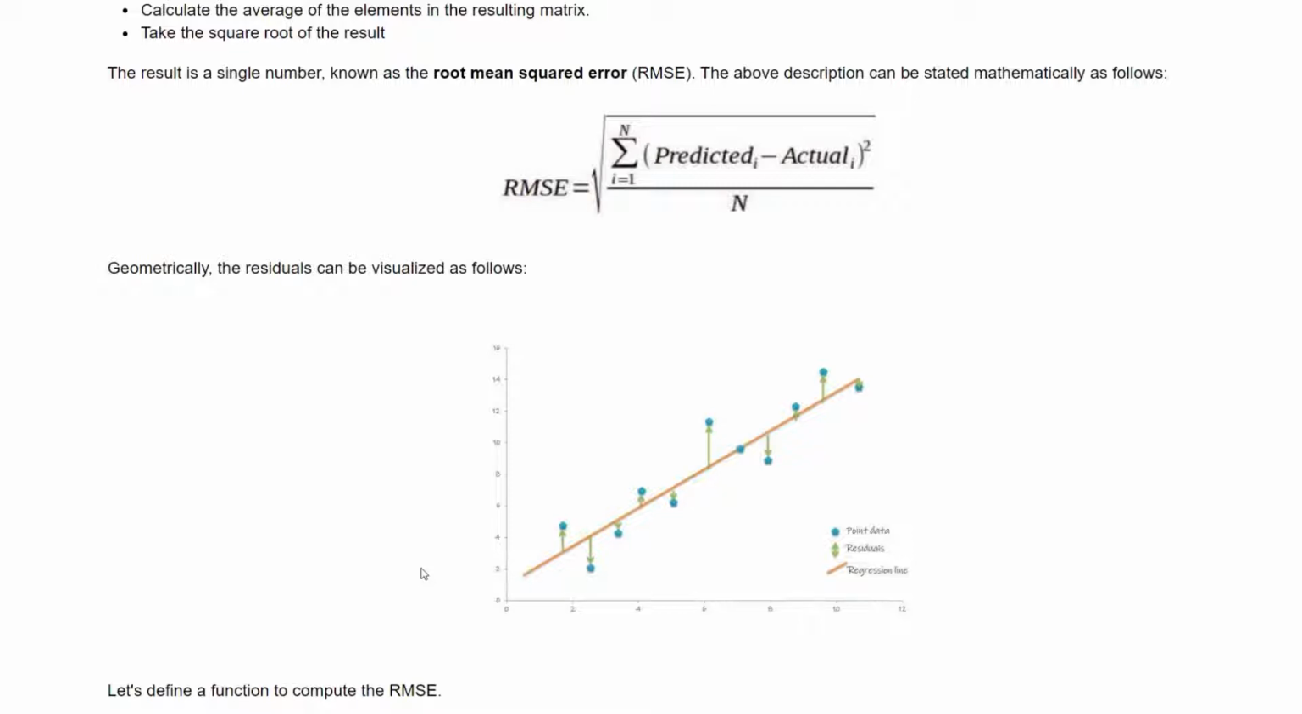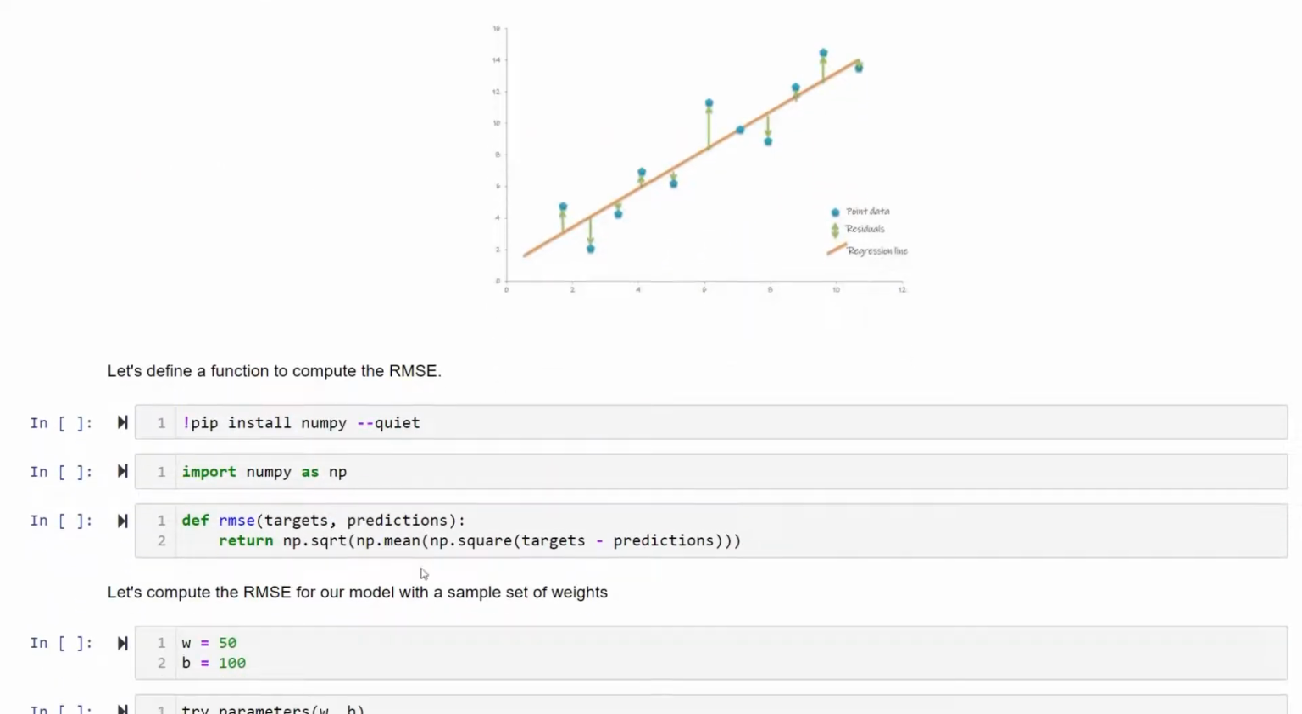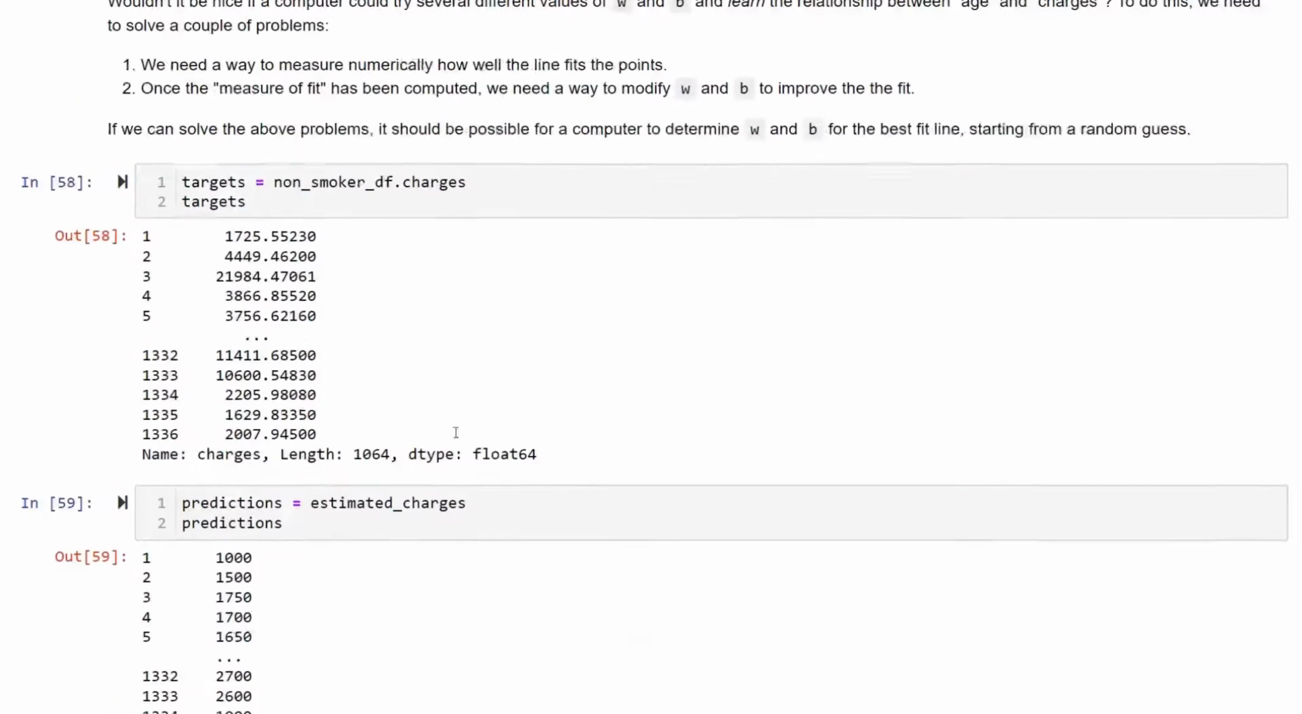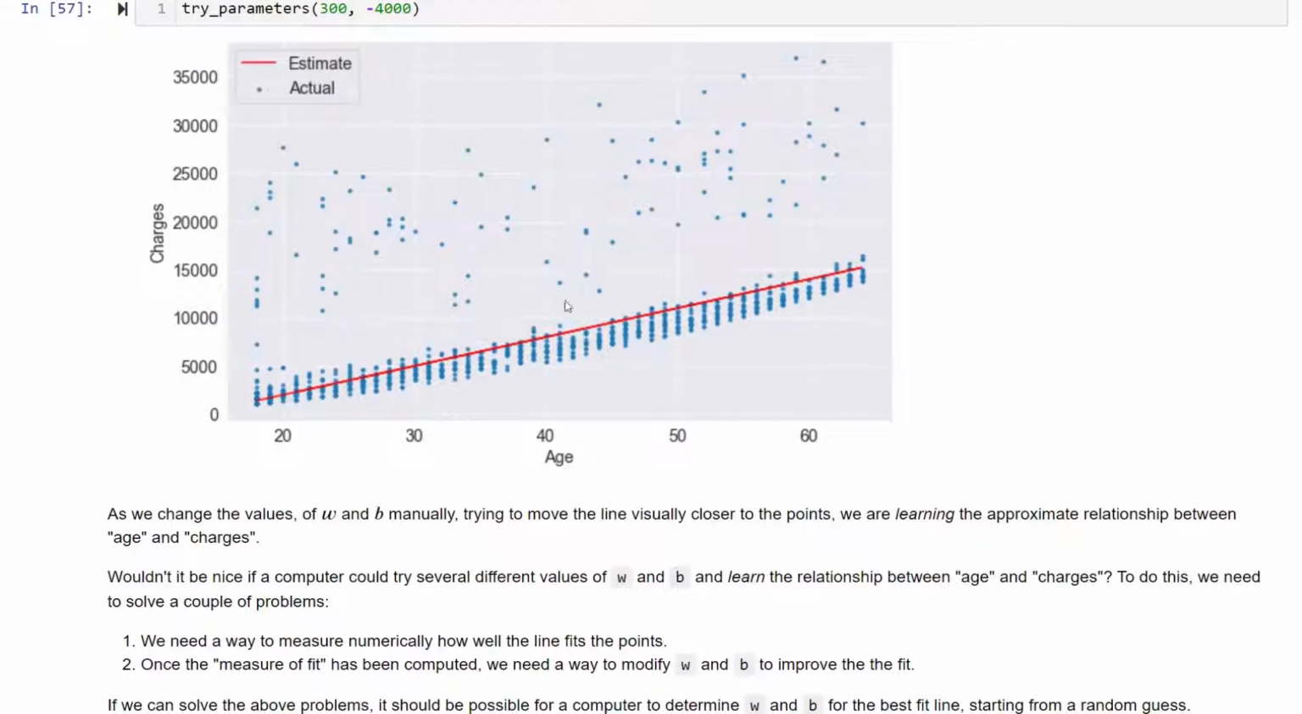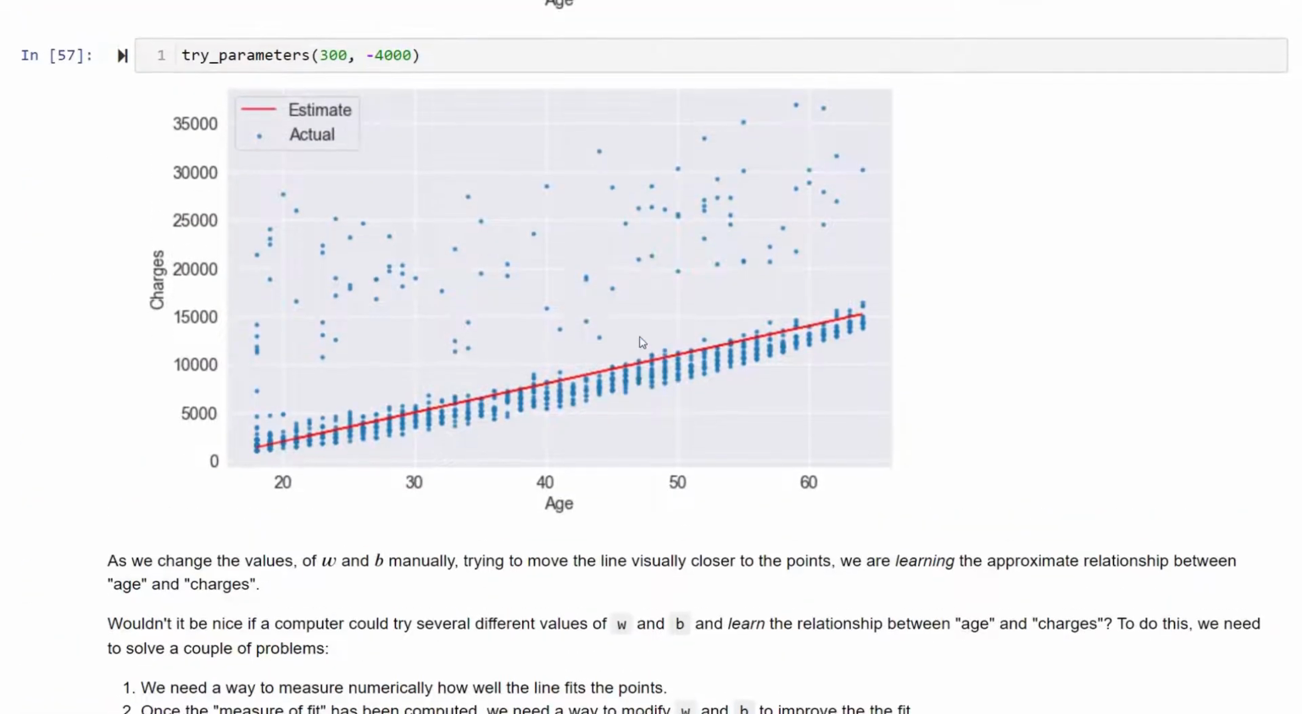As we already discussed, the root mean square error is the difference between the actual value and the predicted value. How can we calculate it? It is the root of the sum of all the predicted minus actual values, squared, divided by the total number of data points available. Let's define a function to compute the root mean square error. So in this data, how can we calculate it? So this is the best model fit.